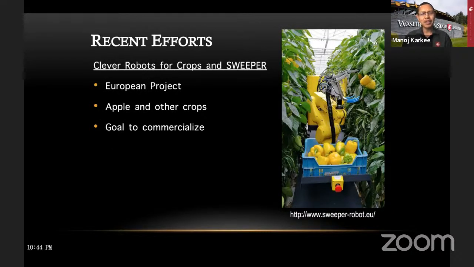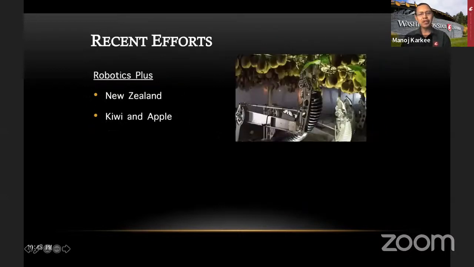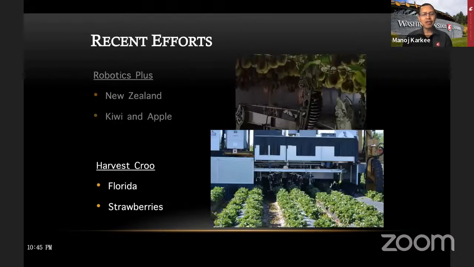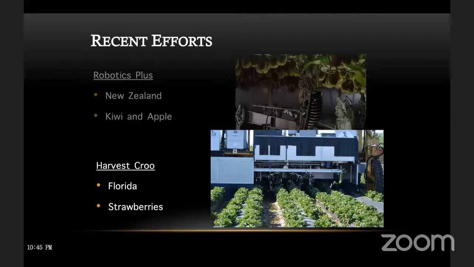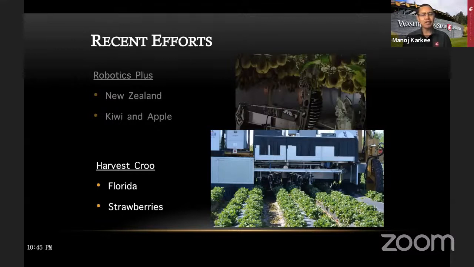Here is another example from Europe. I think this was a project that they carried out until about 2 years ago or so. And in New Zealand, there is this company called Robotics Plus, heavily involved in developing robotic solutions for kiwi fruit harvesting and apple harvesting. There is this company down in Florida called Harvest Crew. I was in their manufacturing and research and development facility just a couple of months ago. Tremendous progress in developing and potentially providing a commercial solution for strawberry farmers in terms of picking.